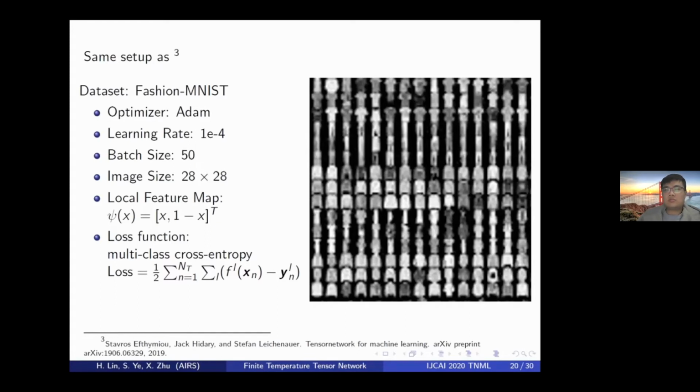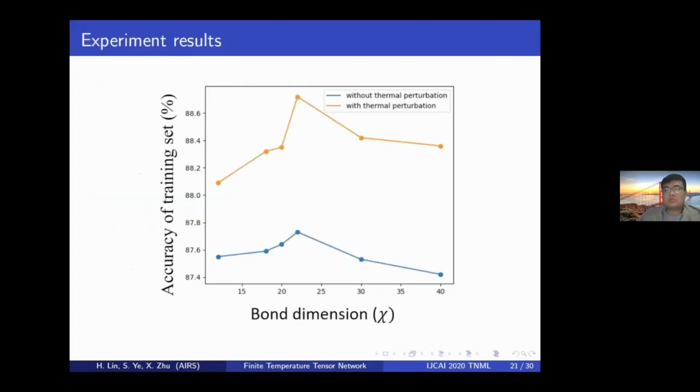This figure indicates the accuracy of the test set. Notice that here, without thermal perturbation represents the tensor network framework without the temperature layer, while with thermal perturbation represents the best result calculated by our method. We can see that, in general, the addition of the temperature layer gives a better performance in test accuracy. For the best case, at the bond dimension 22, the accuracy increment is around 1%.